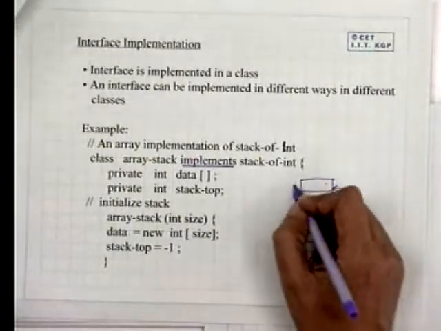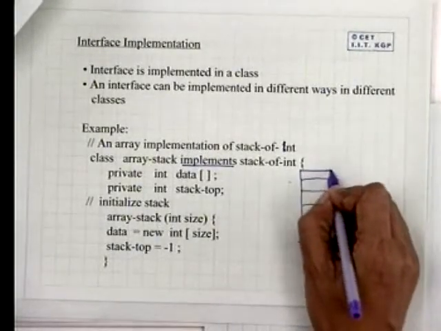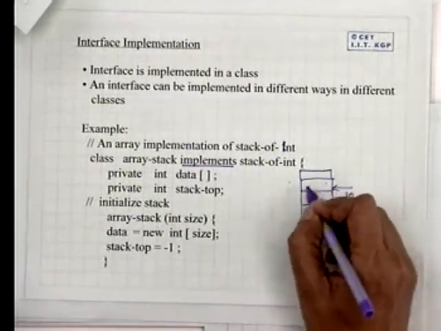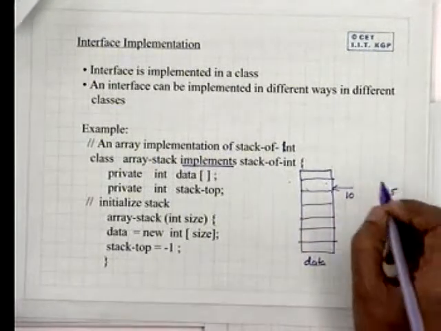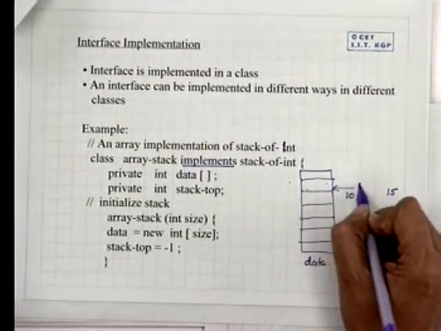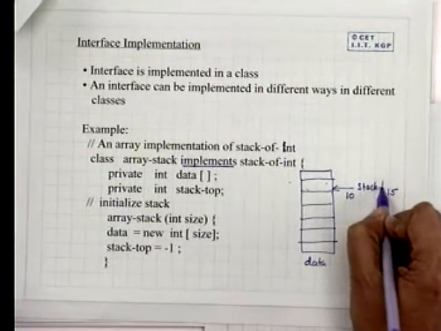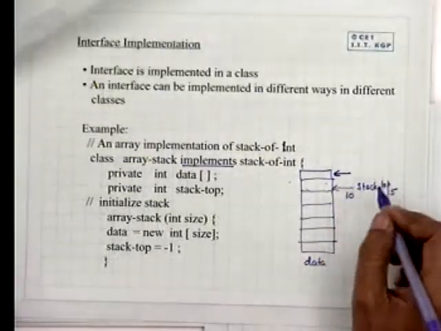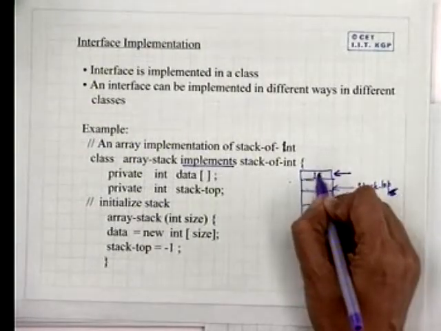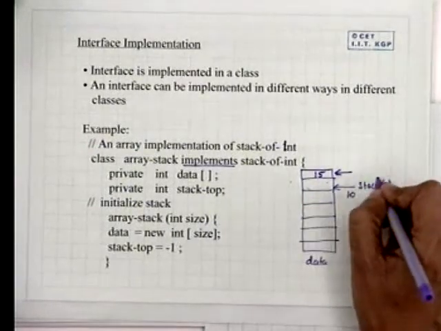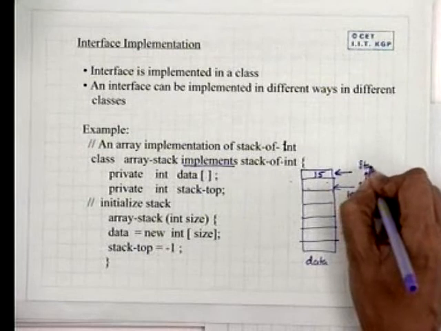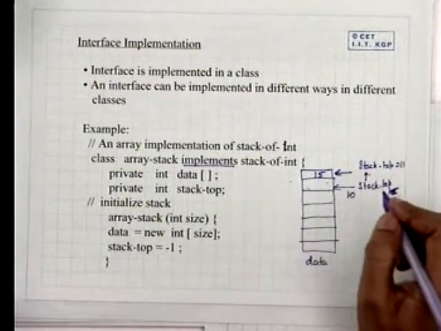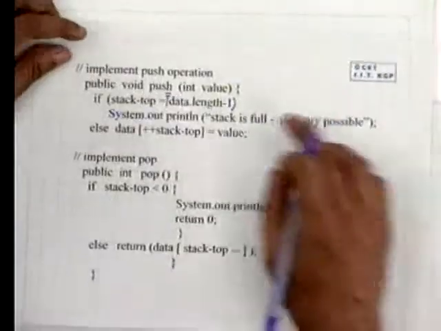Suppose you have allocated 20 elements, and suppose the stack top is at the moment at 10. So this is the topmost element in the stack, and suppose I want to push 15 here. First, increment the stack top so that it points to the next element, and then write 15 in this location. The stack top now becomes 11, so in the 11th location of the array you put 15, which is the integer value.